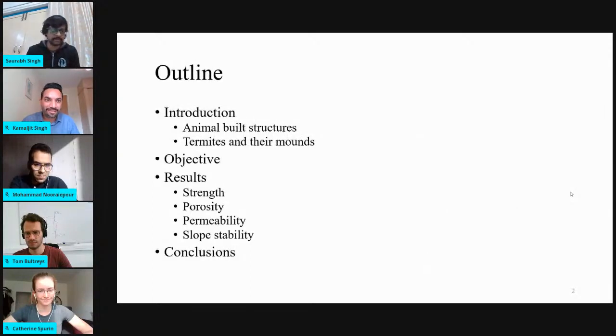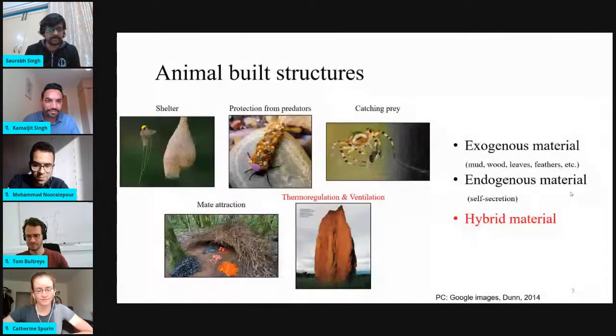This is the outline of my presentation. First I'll introduce animal built structures, in that termite mounds and termites, and then I'll list the objective of this study, following which I'll talk about the results which I've got from our experiments, and then I'll conclude the presentation.